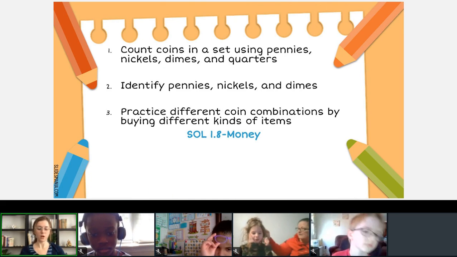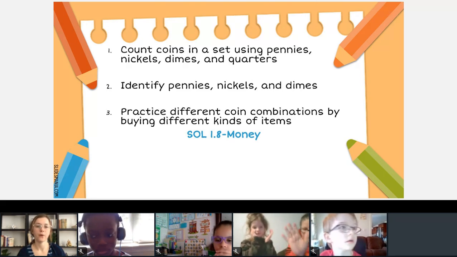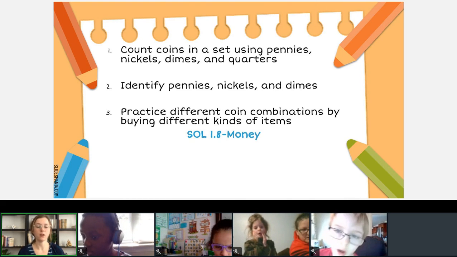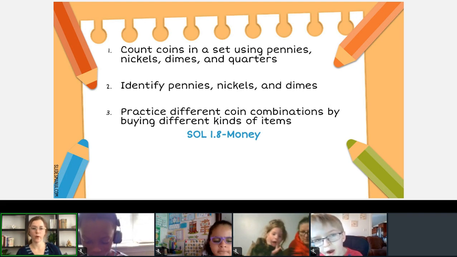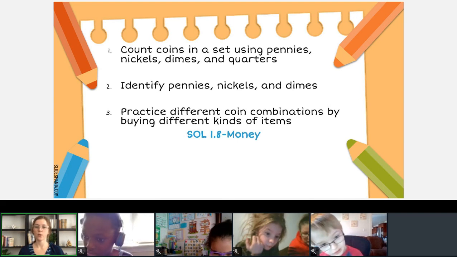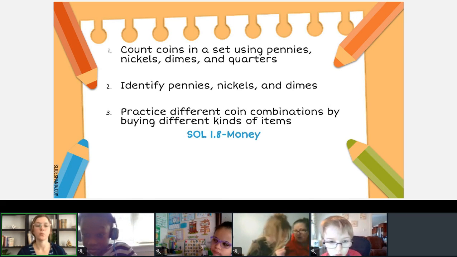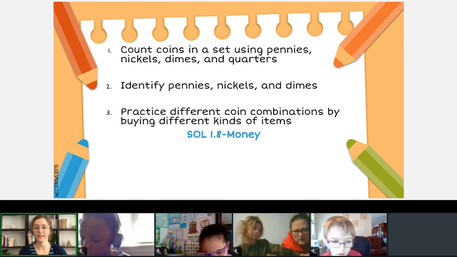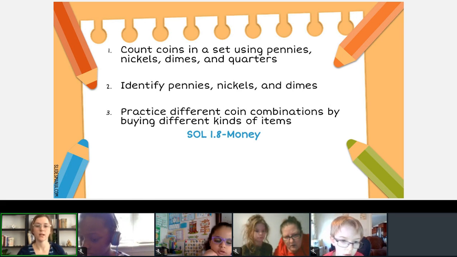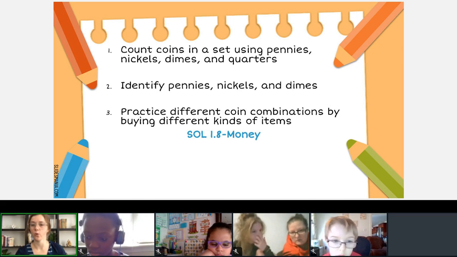Okay, so this is our last class that we're going to talk about money and coins in. We've talked a lot about what the coins are called, how to identify them, how much they're worth. And last week we practiced how to count them in sets. So we are going to focus on that again today. We are going to practice different coin combinations. And we're going to practice coming up with the total amount with different coins.